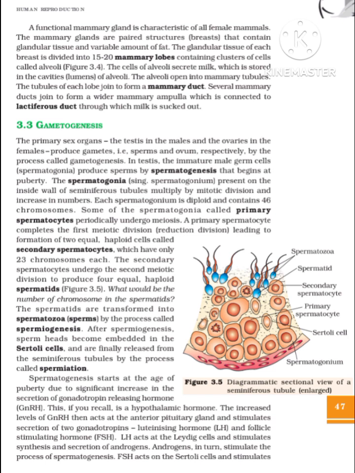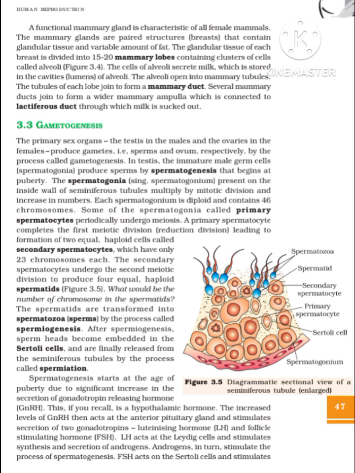3.3 Gametogenesis. The primary sex organs, the testis in the males and the ovaries in the females, produce gametes, i.e., sperms and ovum, respectively, by the process called gametogenesis. In testis, the immature male germ cells, spermatogonia, produce sperms by spermatogenesis that begins at puberty. The spermatogonia, sing. spermatogonium, present on the inside wall of seminiferous tubules multiply by mitotic division and increase in numbers. Each spermatogonium is diploid and contains 46 chromosomes.